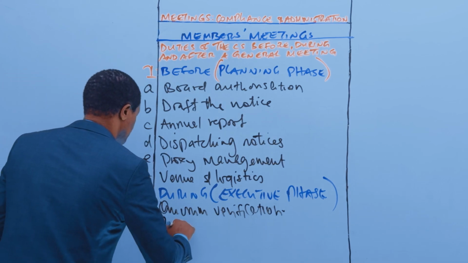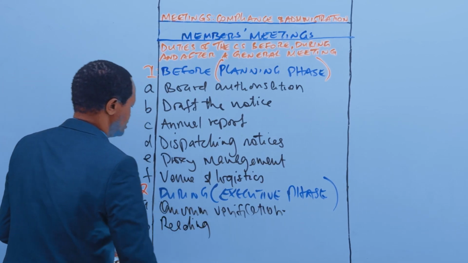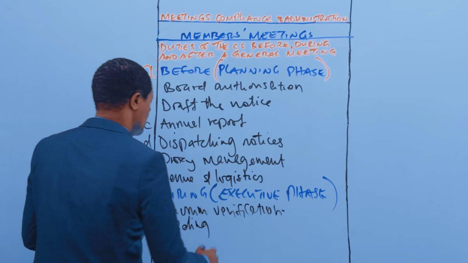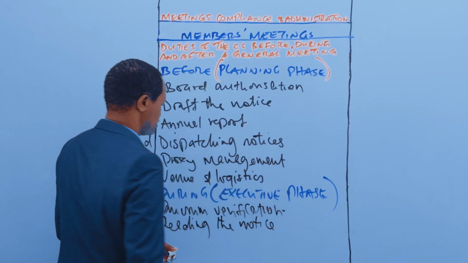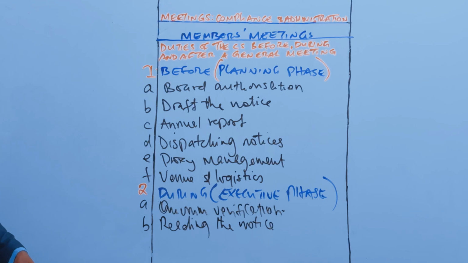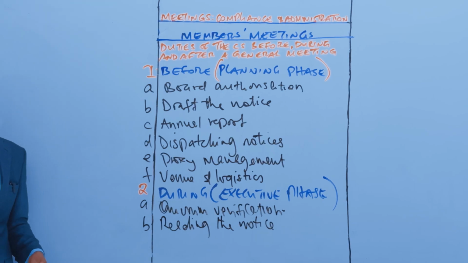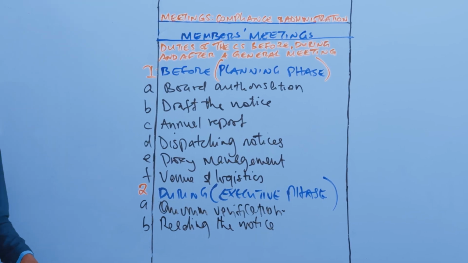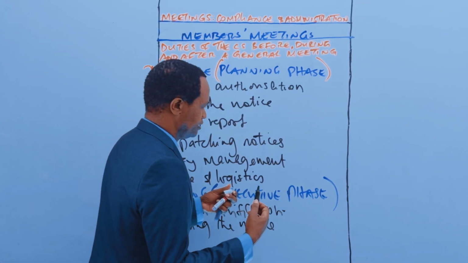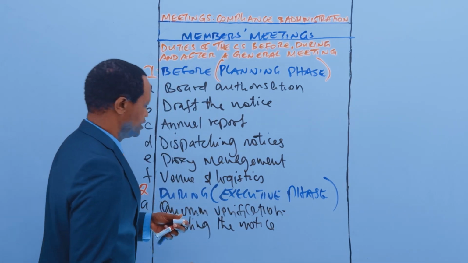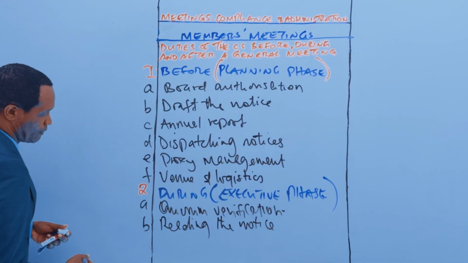The second role during the meeting is to read the notice. During the meeting, the company secretary has to read the notice. If required, the secretary has to formally read the notice convening the meeting and also to read the auditor's report.